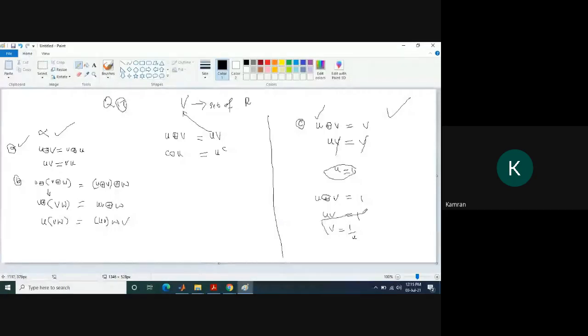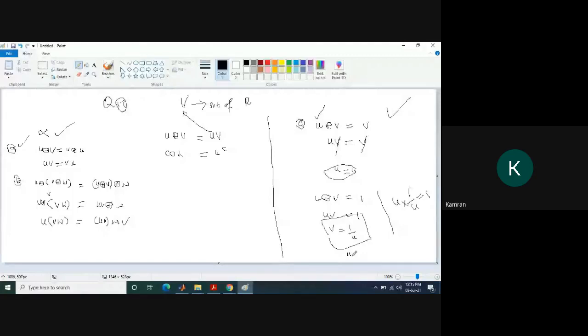Or we can say that for each u, 1 over u is its inverse, and we know that in real numbers the reciprocal of each number is its inverse. Look, when you multiply u and 1 over u, what do you get? You get 1, right? So this means that for each vector v, if u is its inverse, then the inverse will be 1 over v or 1 over u.